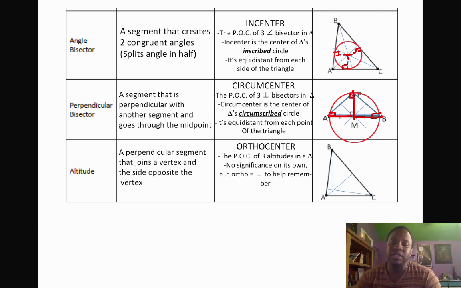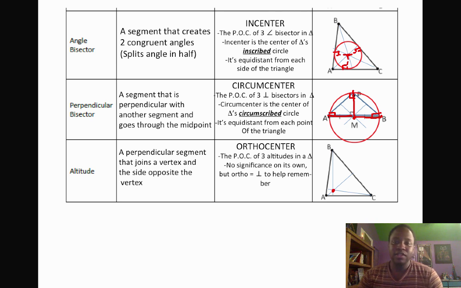Lastly, we have altitudes. And the point of concurrency of three altitudes in a triangle is called the orthocenter. So the orthocenter is the point of concurrency of three altitudes in a triangle. So this would be the orthocenter for this triangle. And there's no significance on its own with orthocenters, but you can remember ortho as being perpendicular because basically it's three perpendicular lines that create the orthocenter. And soon you're going to hear something called orthogonal, which is also something that is perpendicular.